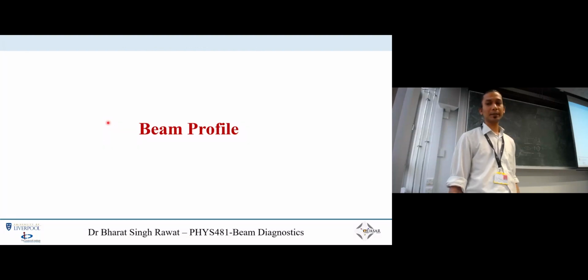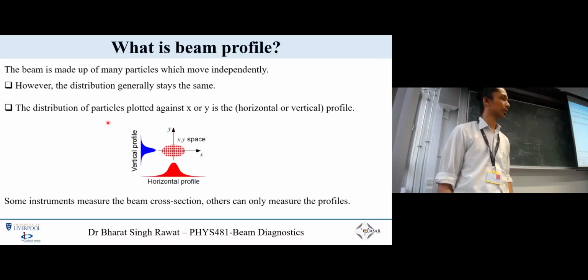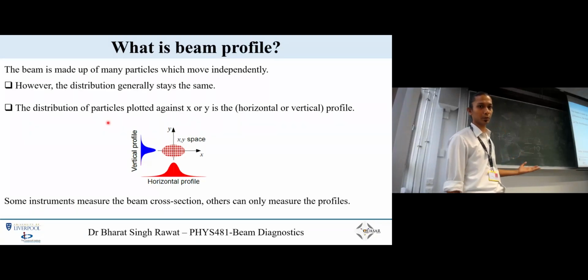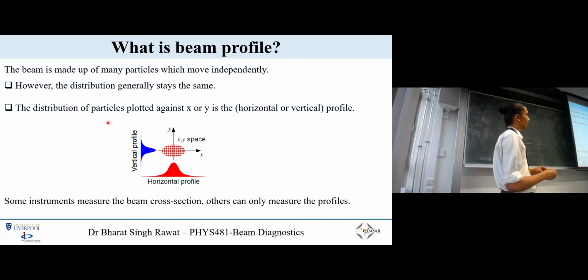The next thing is beam profile. We already know the position where the beam is, but we also now want to know how it is distributed in both x and y directions. So what you do is you measure the profiles in both directions.